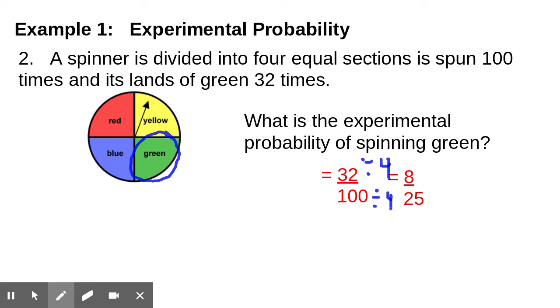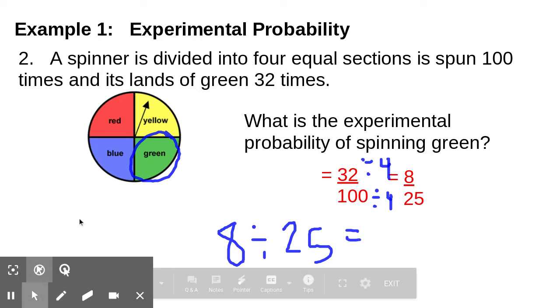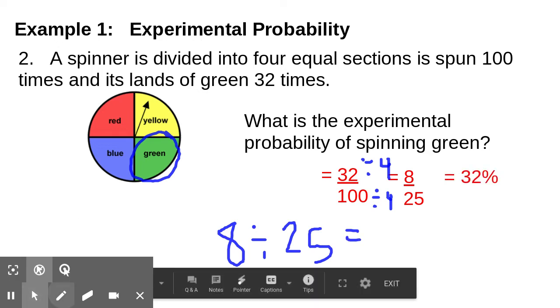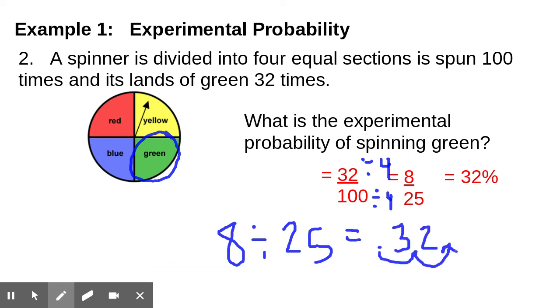Okay, so how can I make this a decimal? Well, you take 8 and divide it by 25. And when you do that, you get 0.32, which is 32% when you move your decimal point over 2 spaces to the right.